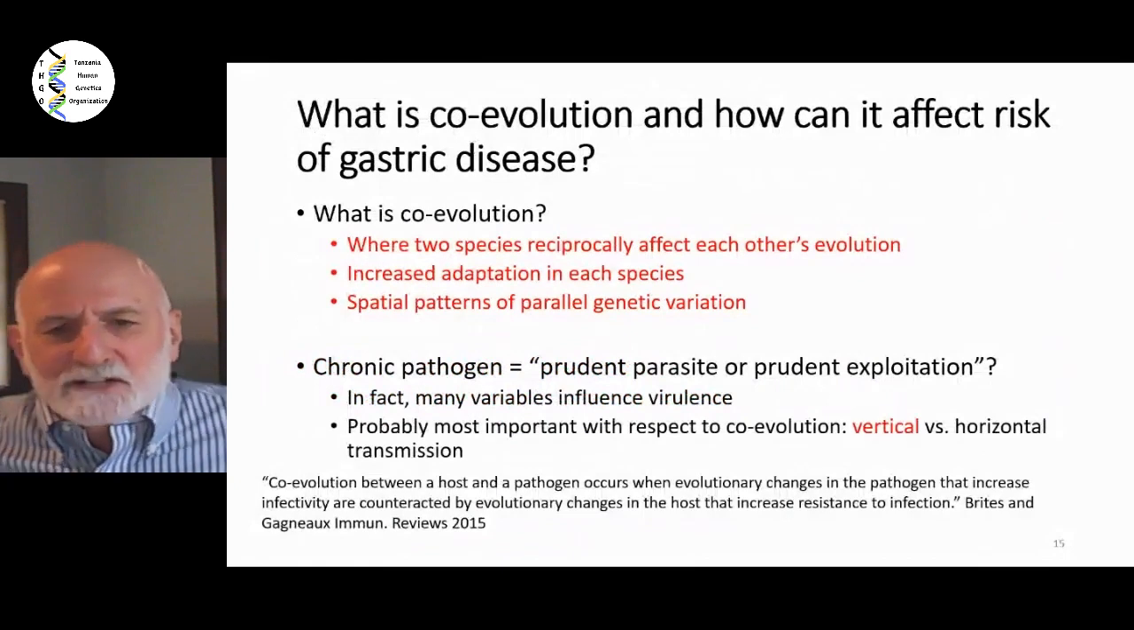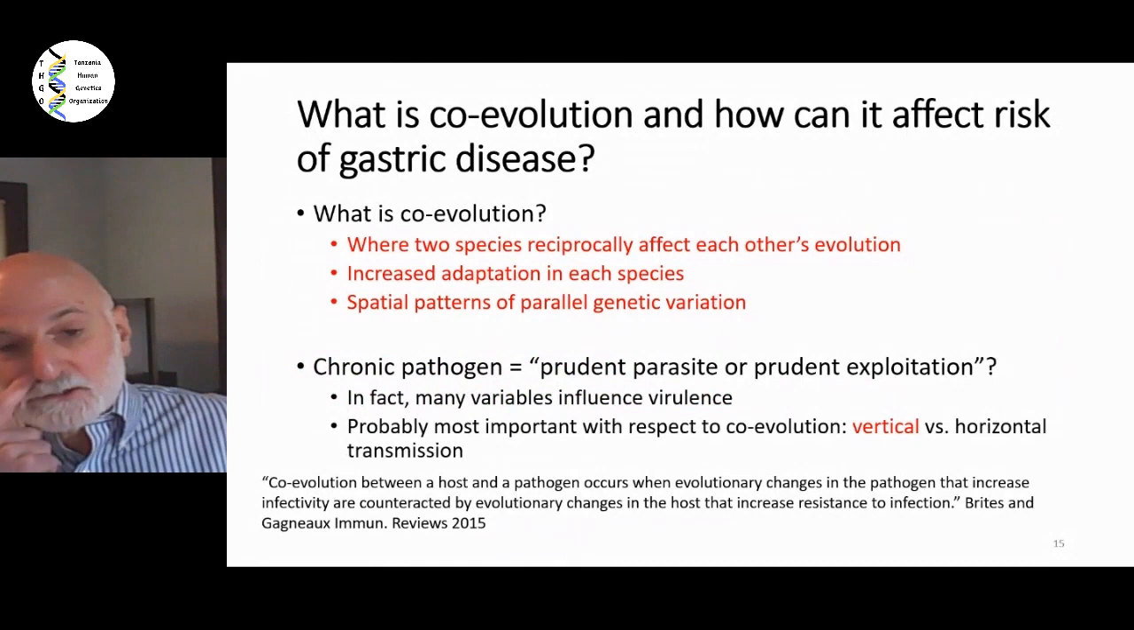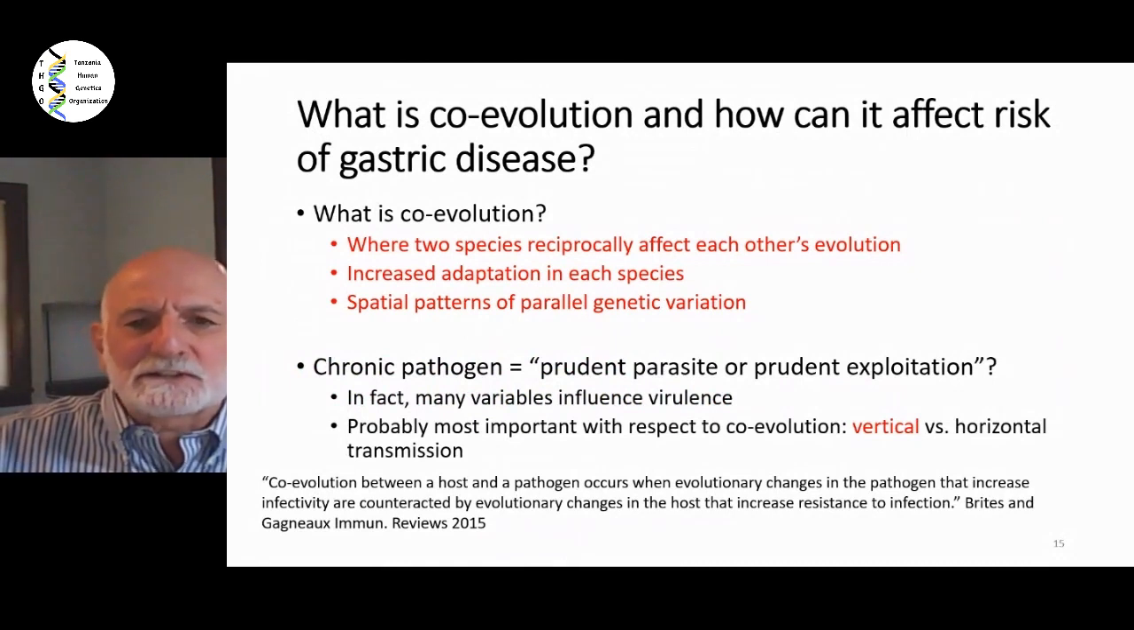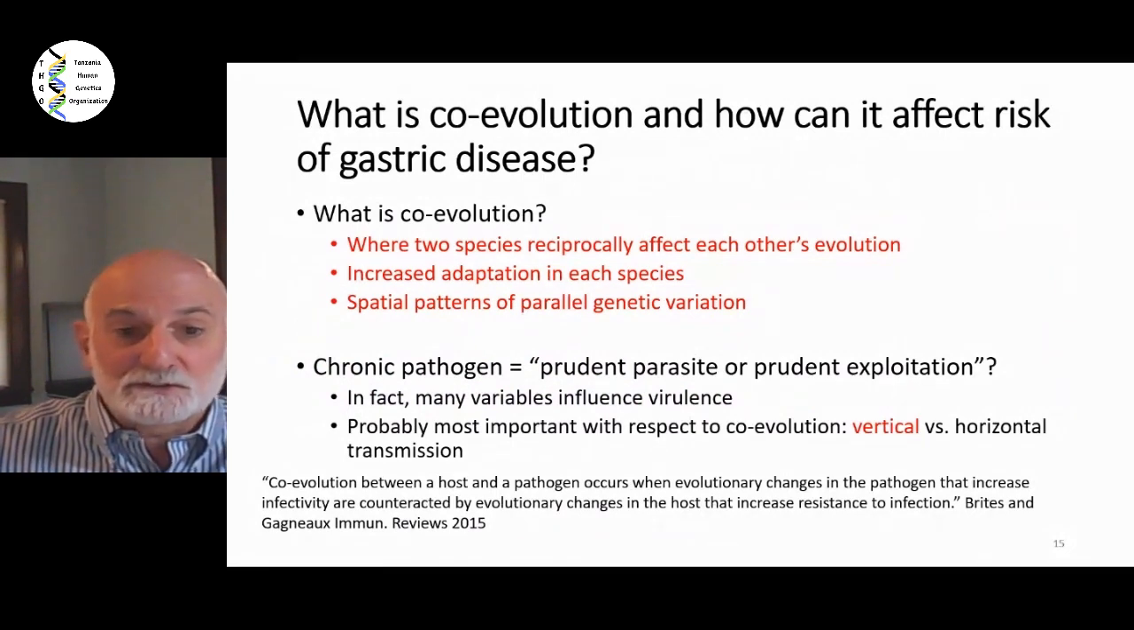So what is this concept of coevolution? It's an old concept. It goes back in the evolutionary literature many decades. But it's really where two species reciprocally affect each other's evolution. They each increase their adaptation to the other species. And you can see this in spatial distributions and variation in spatial distributions.